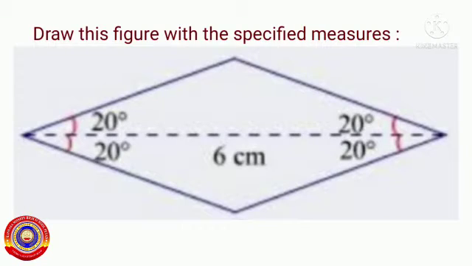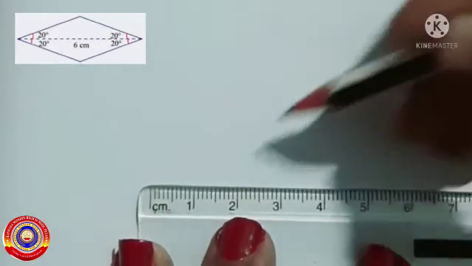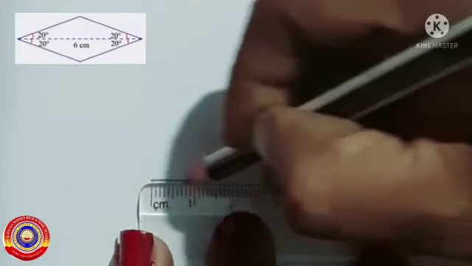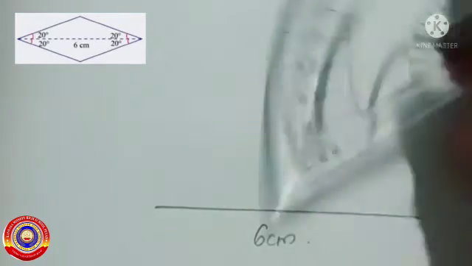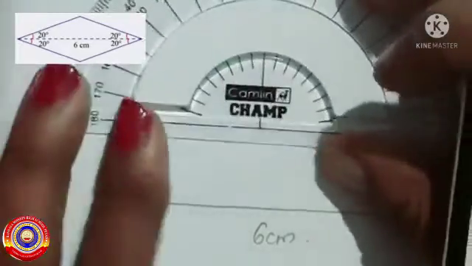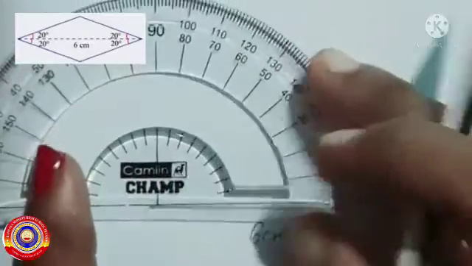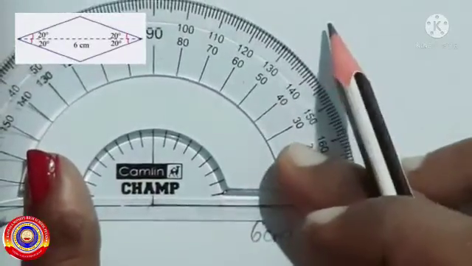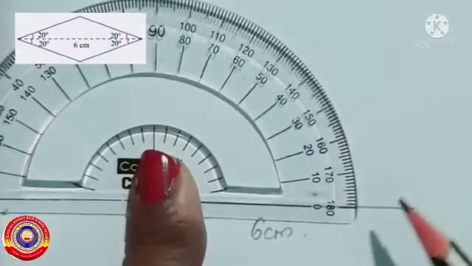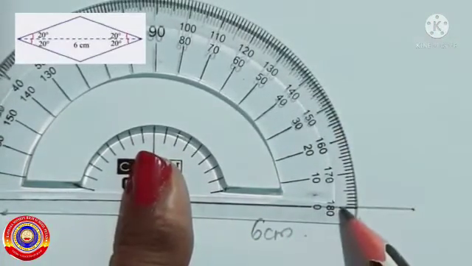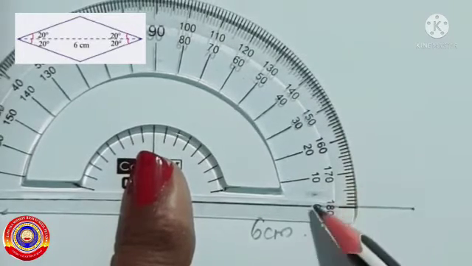Here, next question, we have to draw this figure. First of all, take a ruler and draw a line segment 6 cm long. Then from each end point, we have to draw angles of measure 20 degrees. Now take a protractor. Place the center point of the protractor on the left end point such that the base line of the protractor is on the line segment we have drawn.